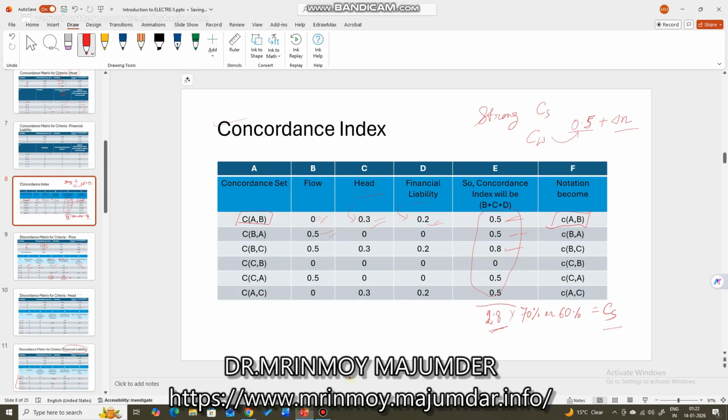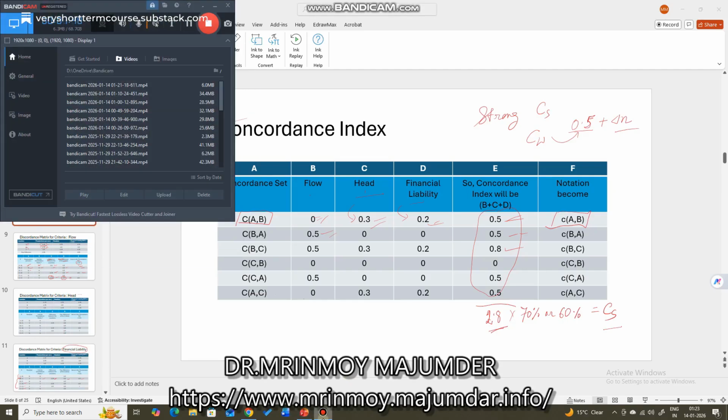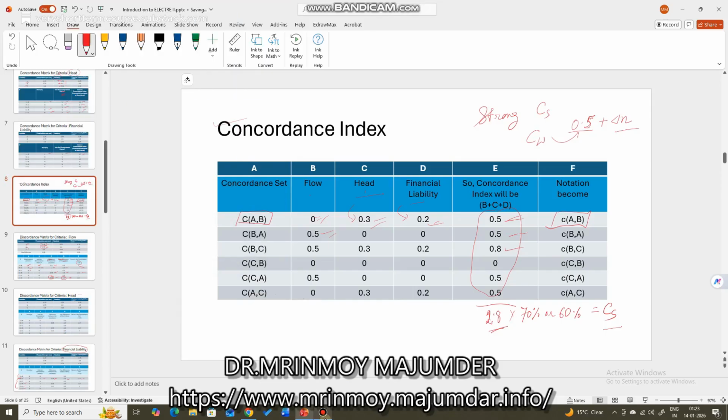In case of the other method, what happened? We add all the values of the concordance index and then take 70% or 60% of that value and assign it to be the strong concordance value. And for the weak concordance value, we take 45% or 55% of that summation of all the values of concordance index. So that becomes your weak concordance, right?